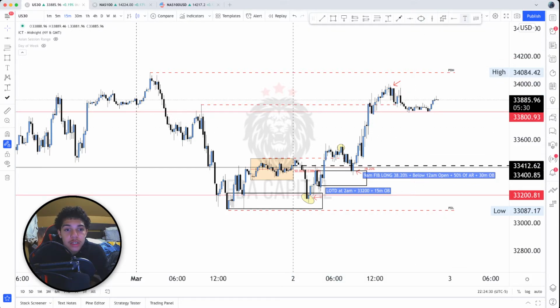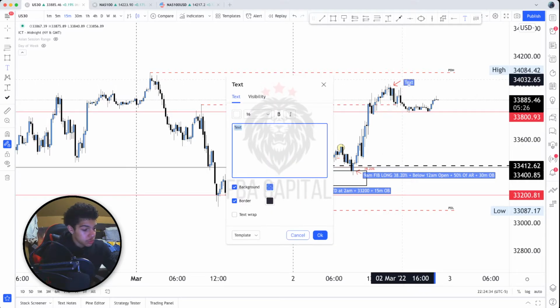So where did price end up making the high of the day? We had the high of the day at about 14 o'clock, which is 2 p.m. So we have the high of the day at 2 p.m.